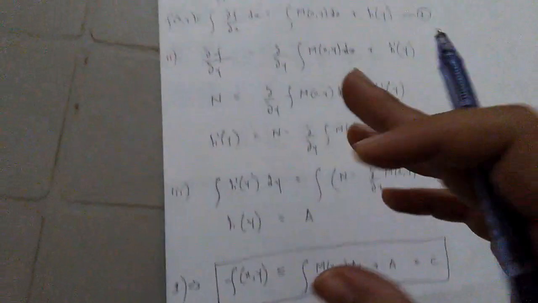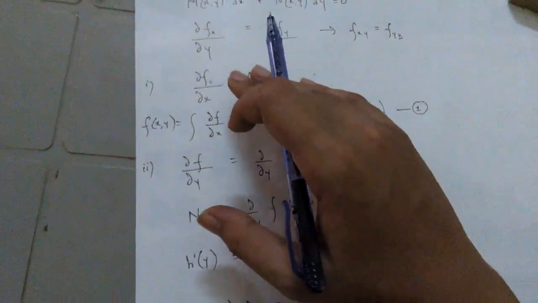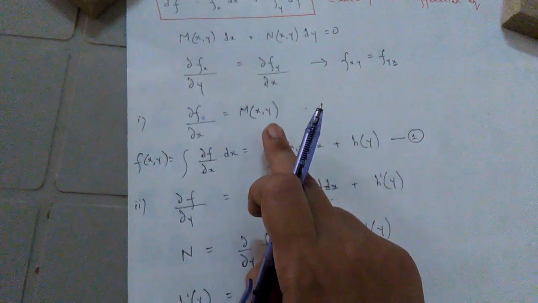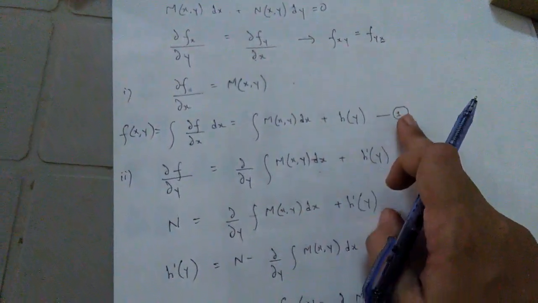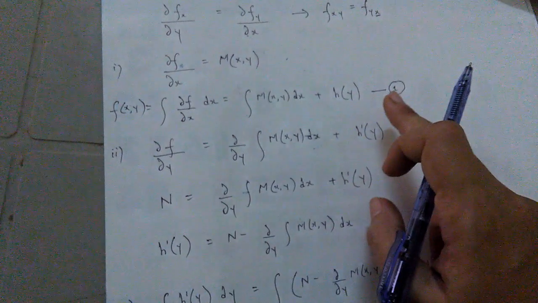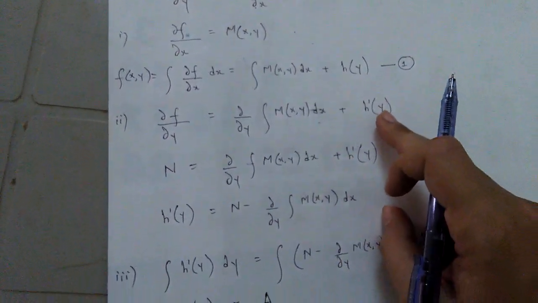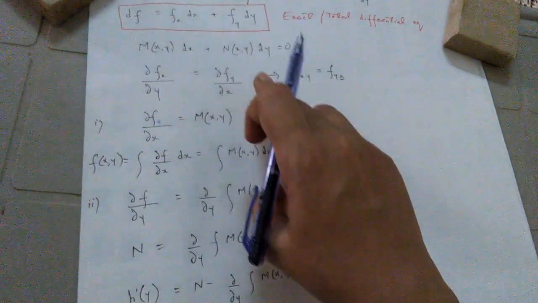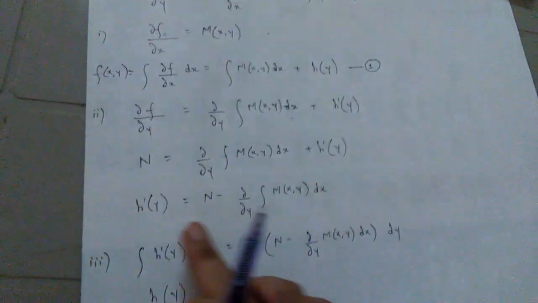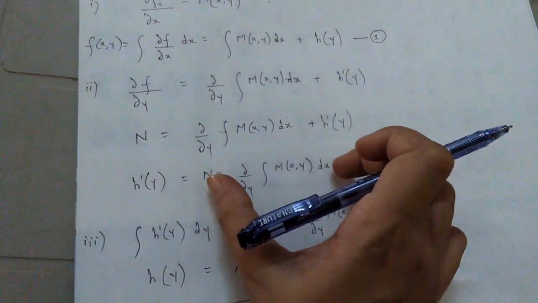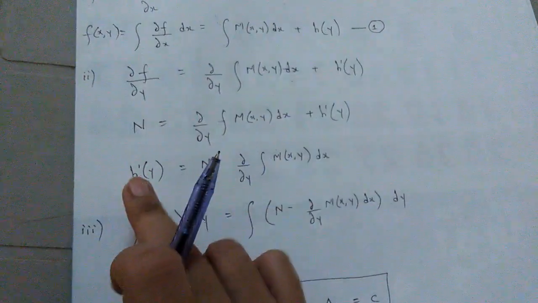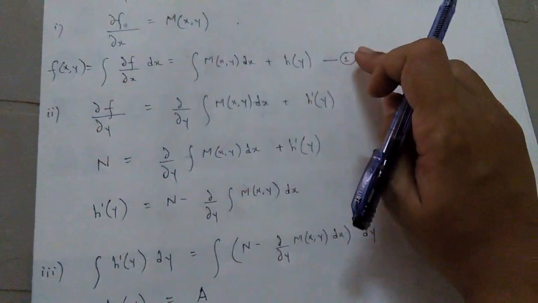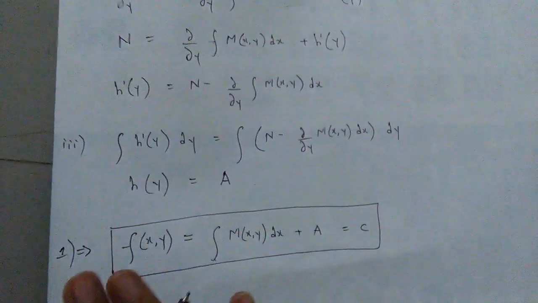Keep in mind that it comprises 3 steps. First of all, you integrate this m part with respect to x. You get this equation, and then whatever equation you get, you differentiate it with respect to y. You will get your h prime y, compare it with your equation n. Whatever answer you get for h prime y, you integrate that answer with respect to y. You will get your h of y, substitute it back in your equation number 1, and you will get the function. This is the strategy.